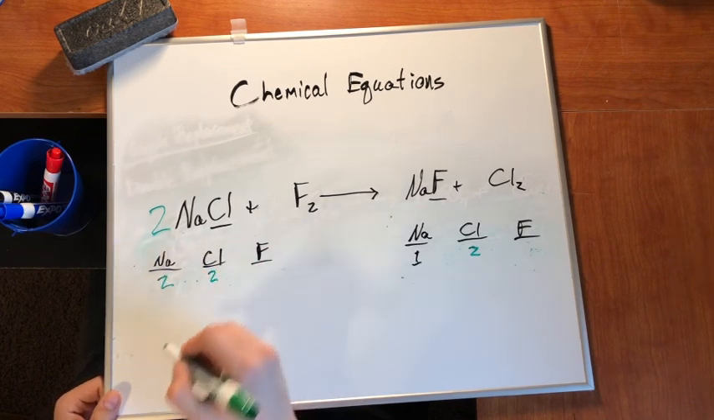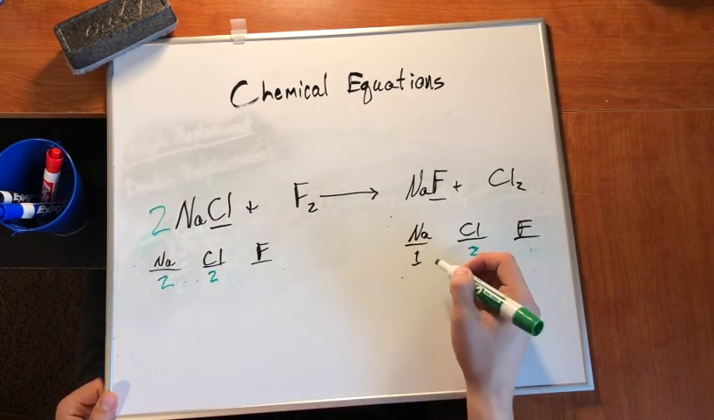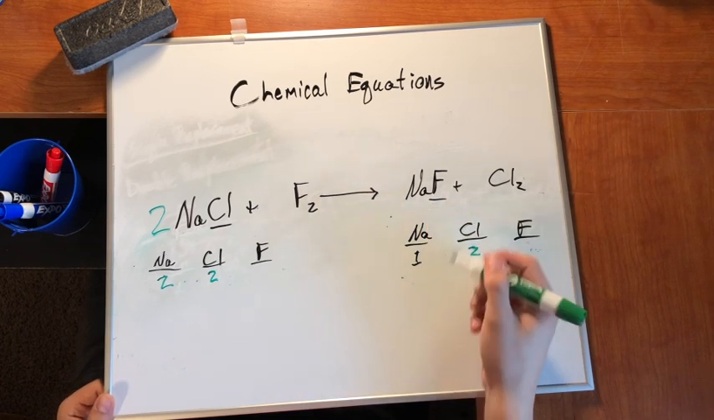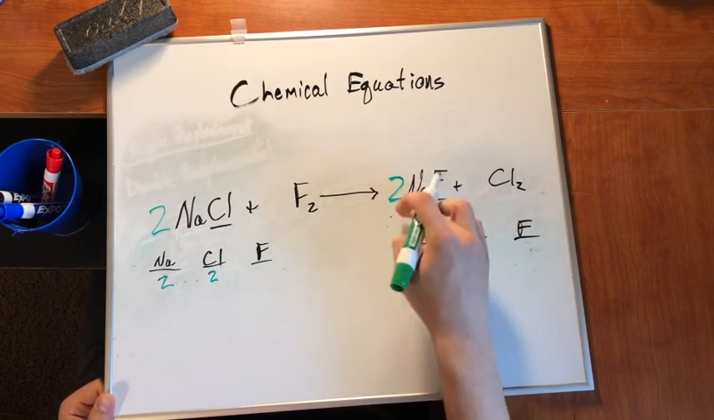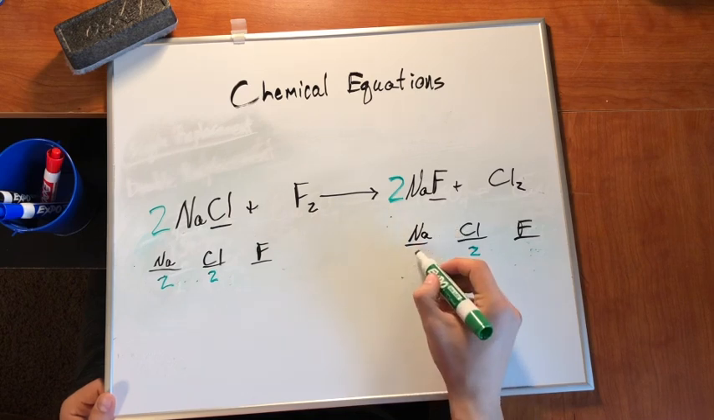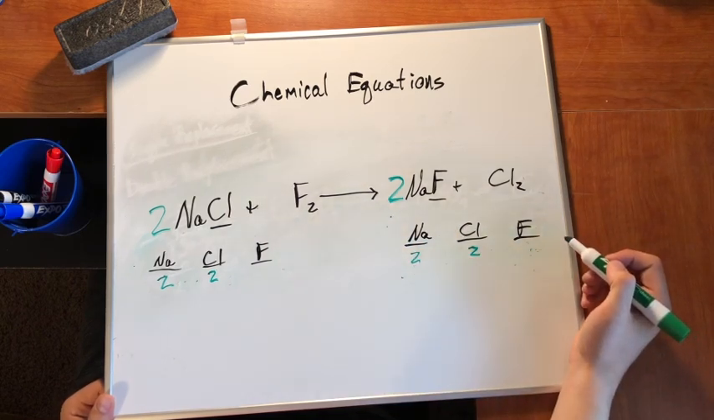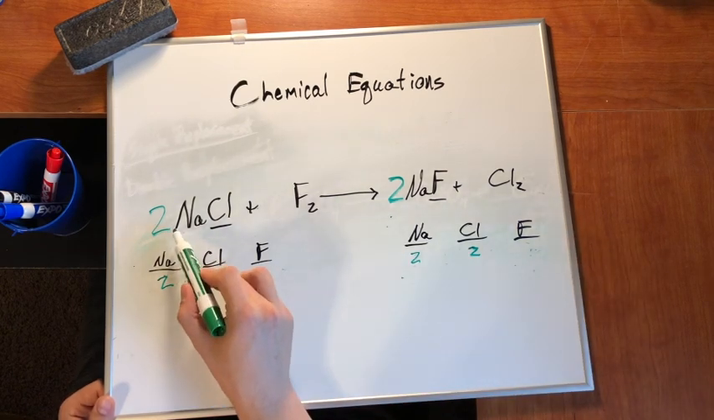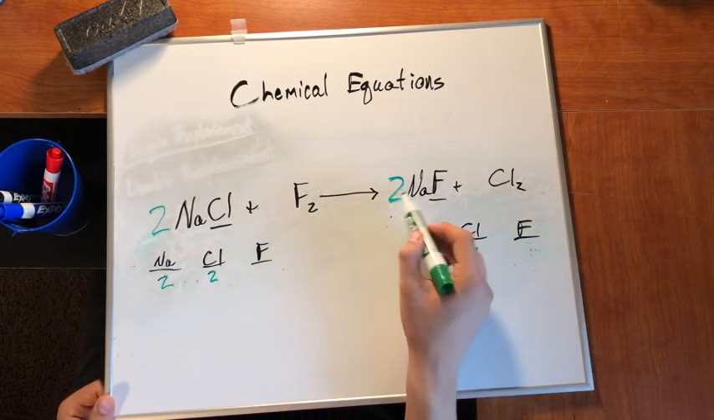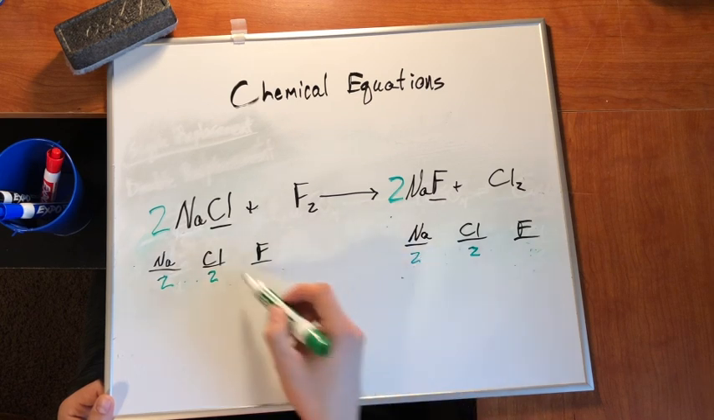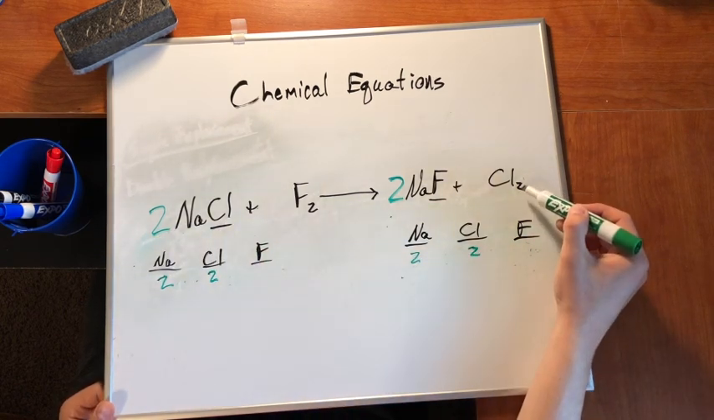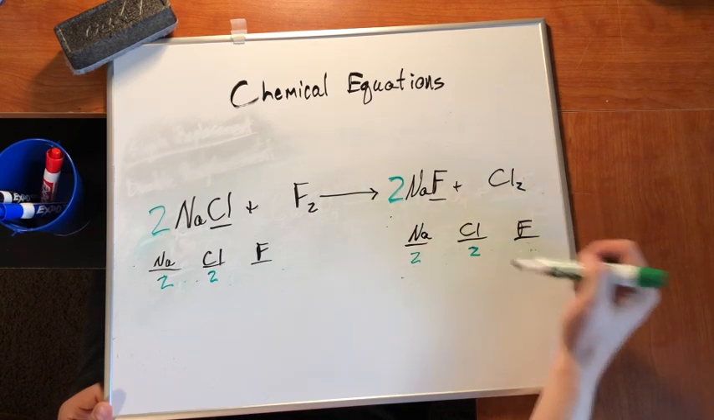So now sodium is 2. On this side, we still have 1 sodium. So now I probably need to put a 2 in front of this one to give me 2 sodium atoms. Okay, so now sodium and chlorine should be balanced. On this side I have 2 sodiums, this side I have 2 sodiums, I have 2 chlorines here because of the 2 coefficient, and I have 2 chlorines on this side because of that subscript.